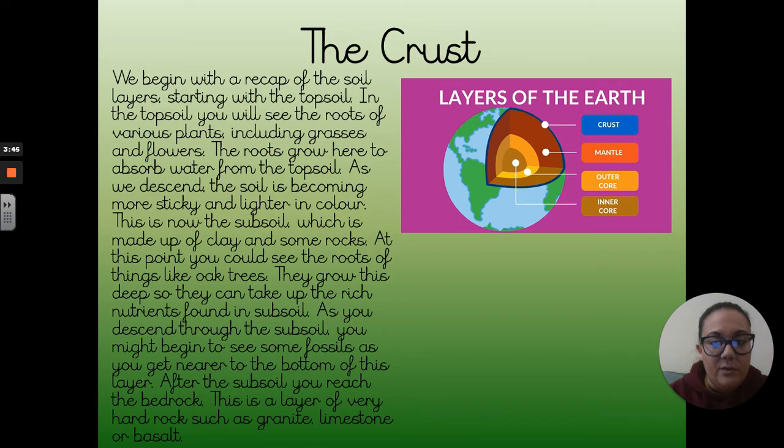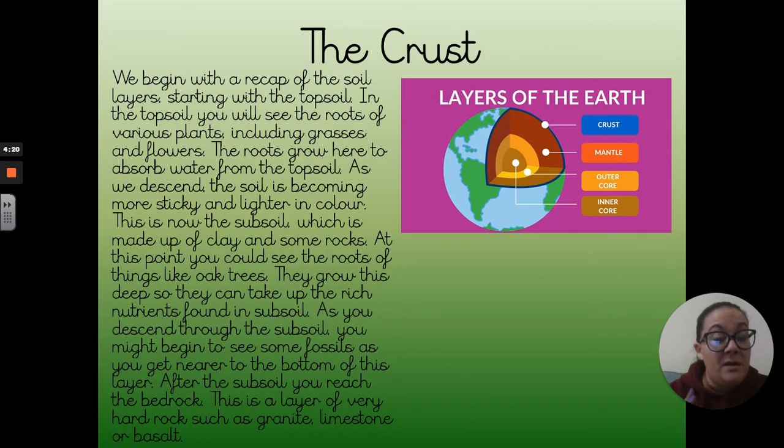It's made up of clay and some rock, so it's a very different consistency and texture. At this point, you can see the roots of bigger things like oak trees. They grow really deep here so that they can take up the rich nutrients that are found within the subsoil layer. As we go further down through subsoil, we begin to find things like fossils, potentially, because we're getting near the bottom of this layer. And after subsoil, we reach bedrock. It's hard, it's things like granite, limestone and basalt.